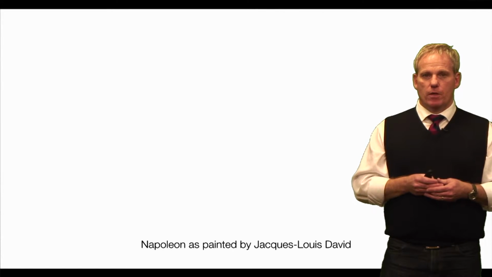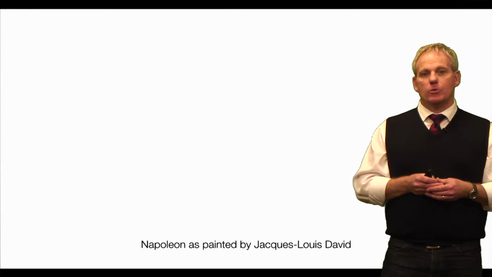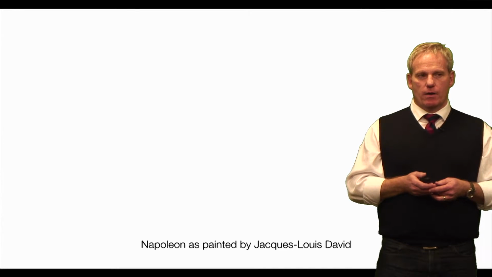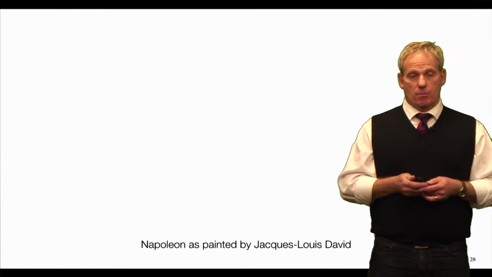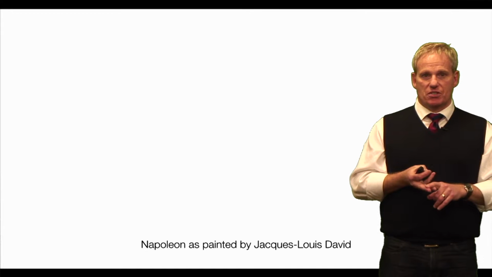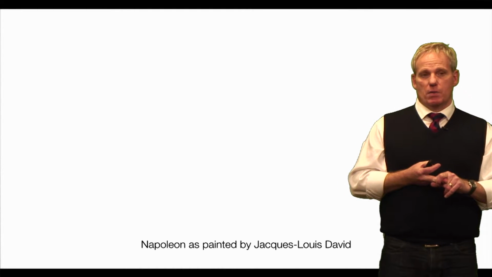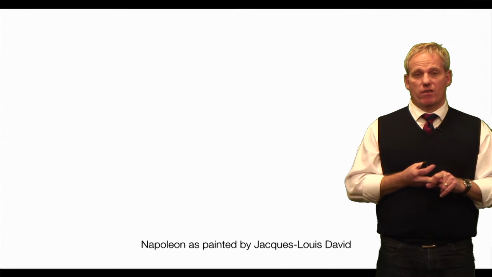We'll stick with Napoleon, as painted by Jacques-Louis David. Now, David was a prominent painter of the time, but he also had an interesting history because he painted Napoleon, but he also painted Louis XVI. He also was a part of the Revolution, and he paints a very famous painting, which kind of is his undoing, called The Death of Marat.